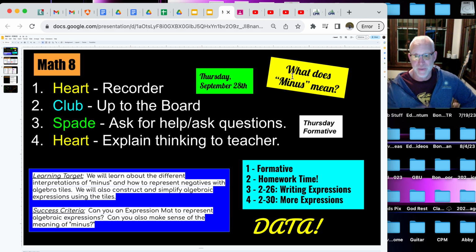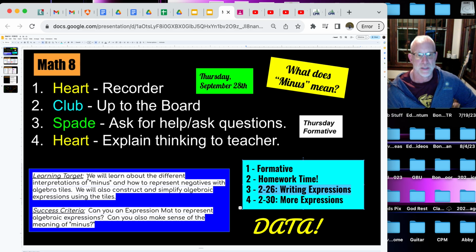We're continuing what does minus mean, and we do have a formative today. We'll take a look at that. So we're going to do the formative first, then we're going to have homework time because some people are going to finish the formative early. I'm going to let you work as long as everyone's engaged and working and checking stuff off. Then we will get to writing expressions and then writing more expressions with the negatives.